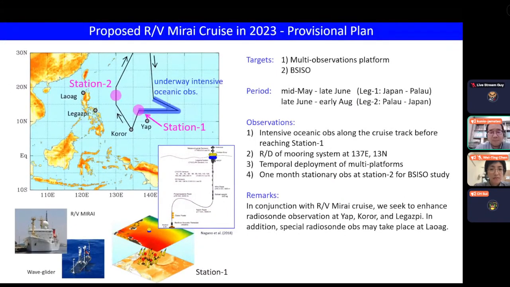In addition, during this cruise, we intend to conduct another super high resolution radiosonde launch. Again, not on board the Mirai, but we hopefully want to conduct the observation at Laoag as well. So maybe we try to organize or form a new observation network again in this region. We are not sure when such a decision will be made. But hopefully, as long as we can get ship time, we can announce such an observation plan to YMC or any other science community as well.